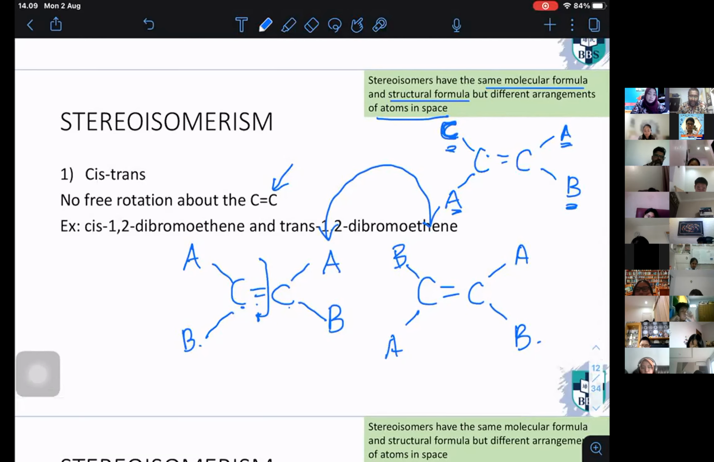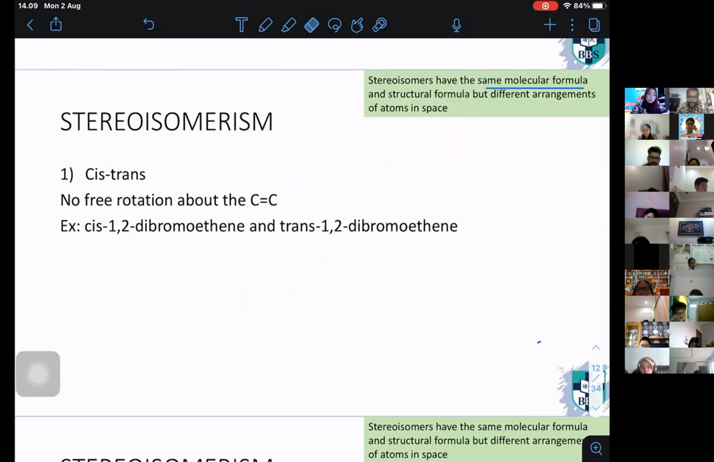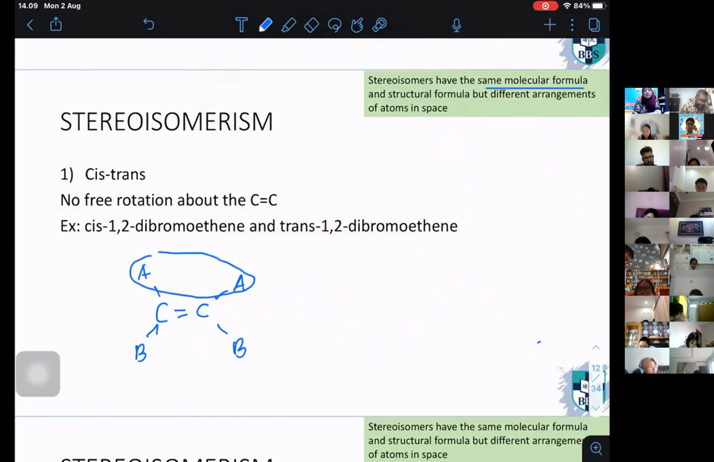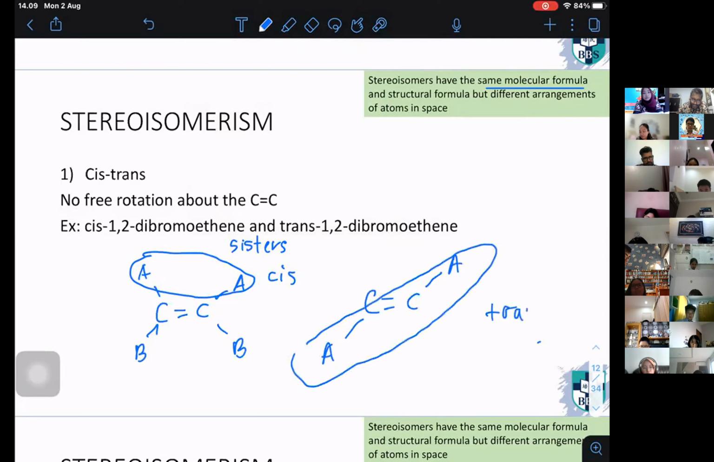Now, for example, if I put this, which one is cis, which one is trans? That is also important. You need to know which one is cis, which one is trans. If they are side by side, like this, something like sisters, you call them cis. If they are opposite, something like this, trans. If you have B and B, trans. So side by side is cis, opposite is going to be trans.